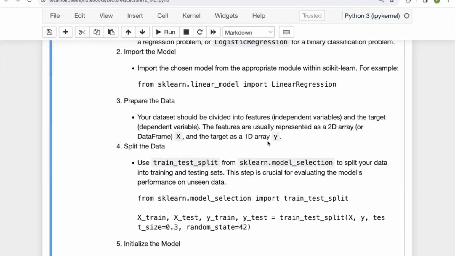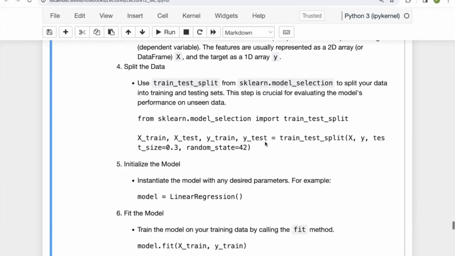And the targets are usually 1D arrays because we are here trying to predict a single quantity or target, and it can be quantitative or qualitative, but anyways, it's one element that we want to predict for each input.